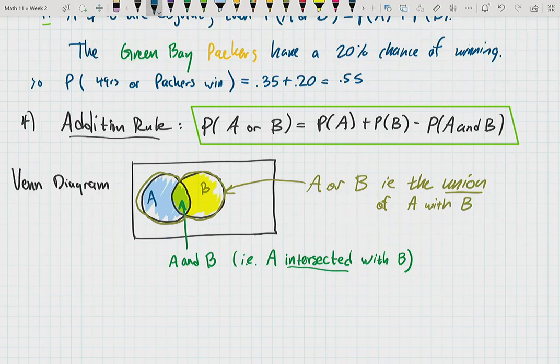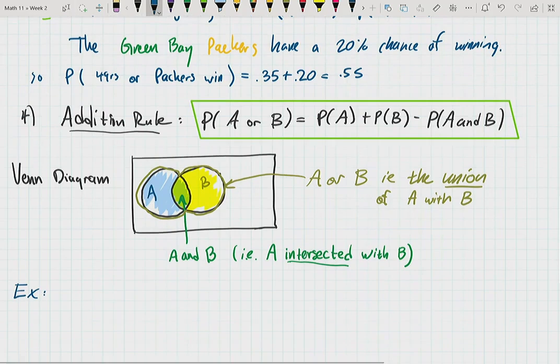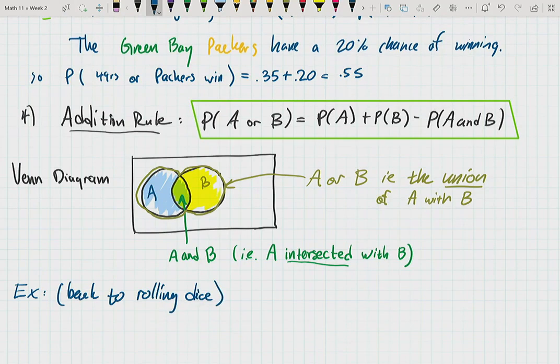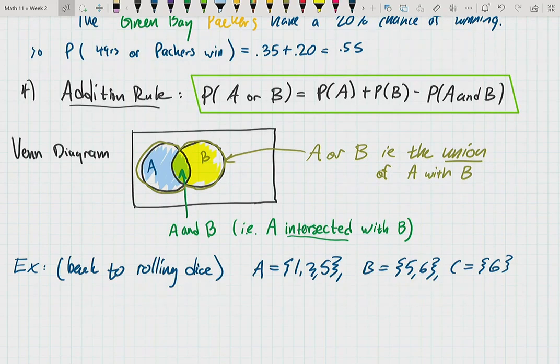Here's an example. How about back to rolling dice. So if A is 1, 3, 5, and B is still the same as it was. B is 5, 6. C is, well, I'm not going to use C, but I'll write it anyway. Okay, so what's the probability that A or B happens? Well, let's write out what is A or B. It means you're in A or you're in B, either one. So that's all the elements that are in A or in B, which includes a 1, a 3, a 5, and a 6.